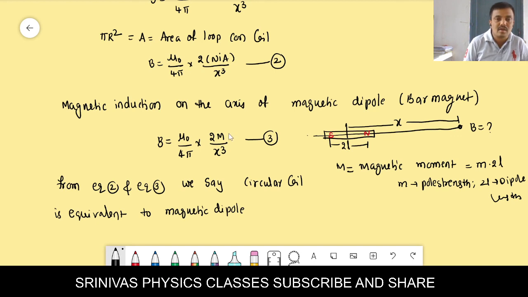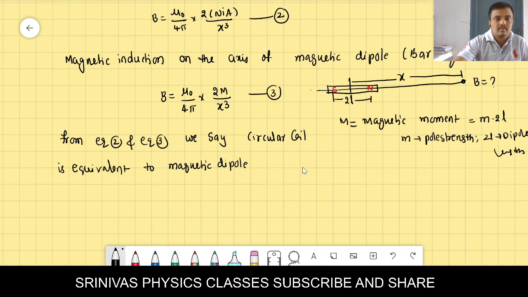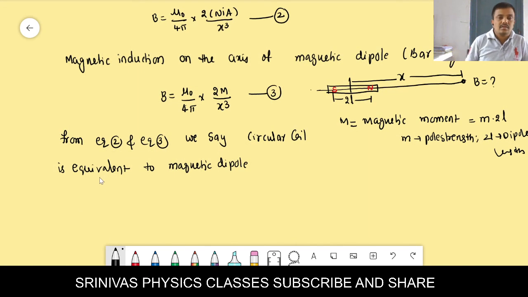The derivation of equation 3 is deleted for this academic year, okay, and you remember it directly. Then we showed that a circular coil is equivalent to a bar magnet. Next, I have to find out its magnetic moment. How to find out the magnetic moment? It is very simple.